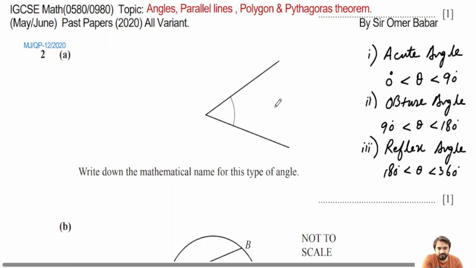So which one of these? Of course, this is greater than 0 degrees and less than 90 degrees, because a 90 degree angle has an L shape. This is a 90 degree angle. So this one is the acute angle.